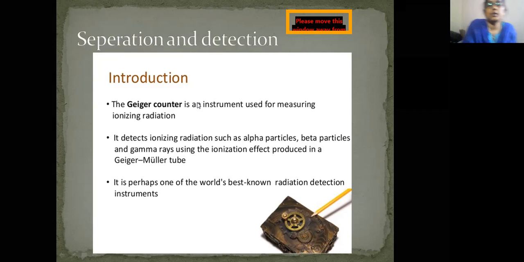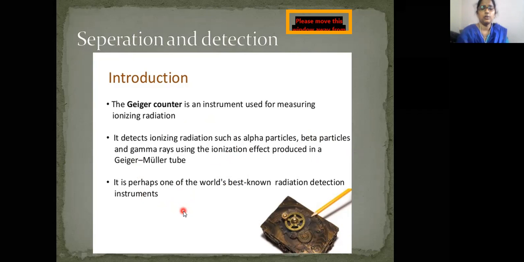So it is an instrument used for measuring ionizing radiation, okay? Here, this Geiger-Müller counter can be used to identify radiation such as alpha particles, beta and gamma, okay? So it can be used for any kind of radiation, like alpha, beta and gamma radiations, right? It is perhaps one of the world's best known radiation detection instruments. It has a wide range of detection, right?